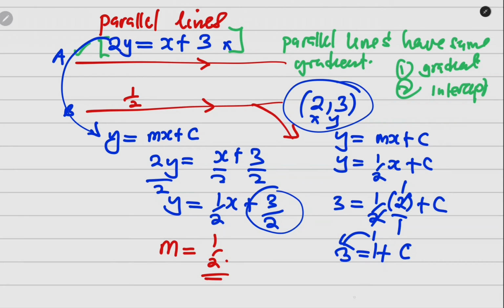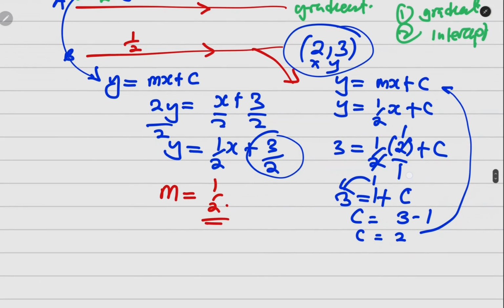So for c, what are we going to have? c is equal to 3 minus 1, which is c equals 2. So we are going to replace c there. And therefore, the equation is going to be y equals 1 over 2x plus 2. So this is the equation of this line.